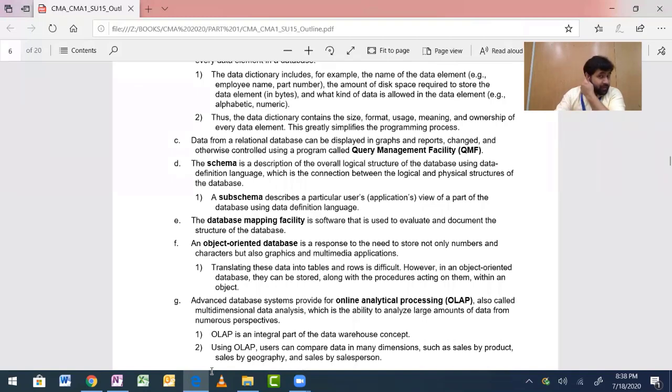Now, data for a relational database can be displayed in graphs and reports, changed and otherwise controlled using a program called Query Management Facility, QMF. The schema is the description. Then the subschema, the database mapping facility, object oriented database.